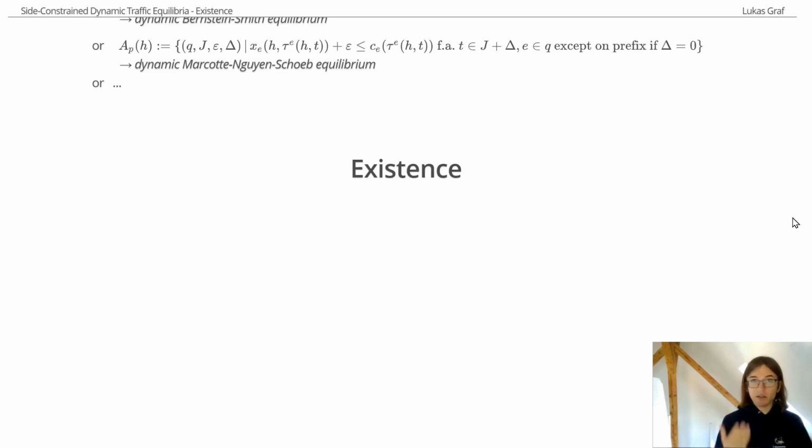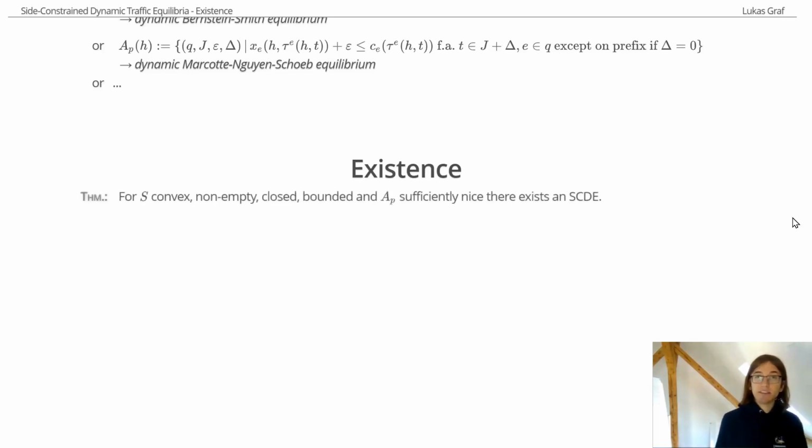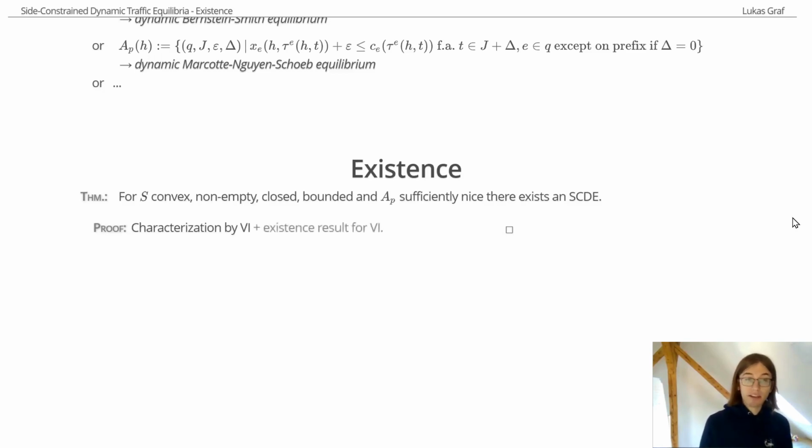It turns out we can actually do this for these side-constrained dynamic equilibria as well, which leads to the following theorem. If we have a constraint set S, which is convex, non-empty, closed, and bounded, and the set of admissible epsilon deviations, AP, also satisfies some niceness properties, then we are guaranteed existence of side-constrained dynamic equilibria. And the proof is exactly the way I just told you. We find a characterization of side-constrained dynamic equilibria by a certain variational inequality, which is very similar to the one for the unconstrained case. And then we show that the assumptions we made in the theorem are enough to guarantee existence of solutions to these variational inequalities.